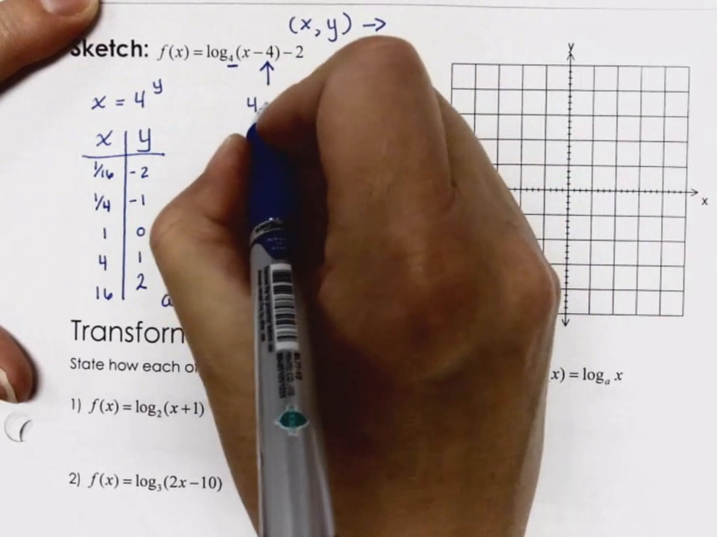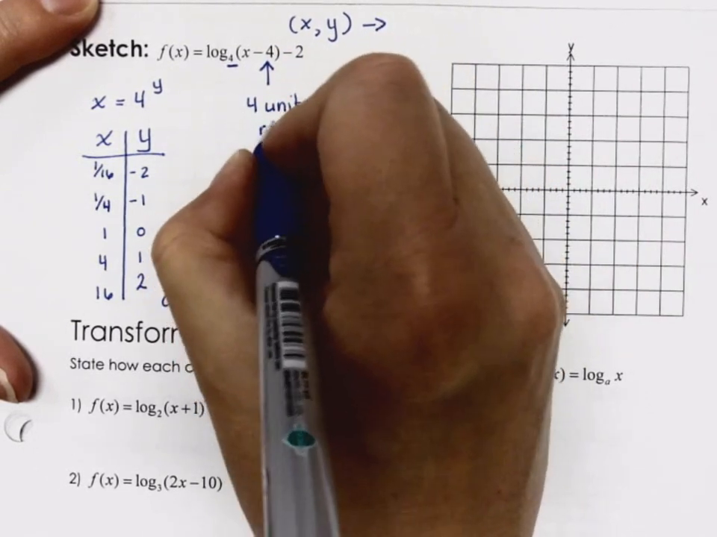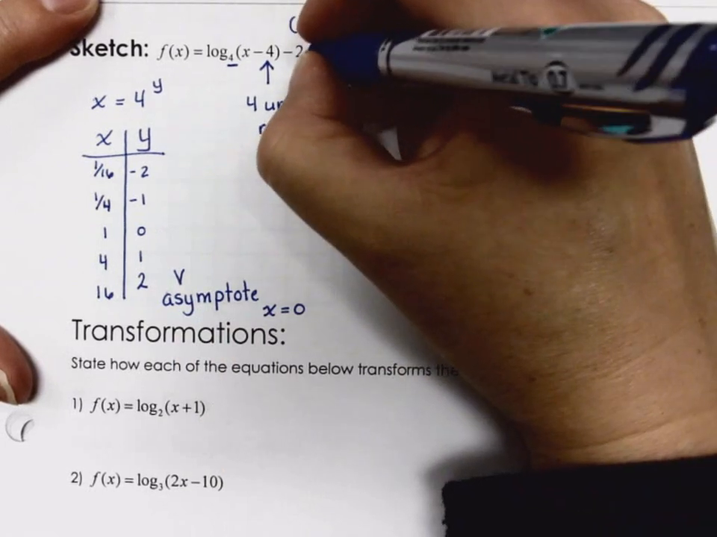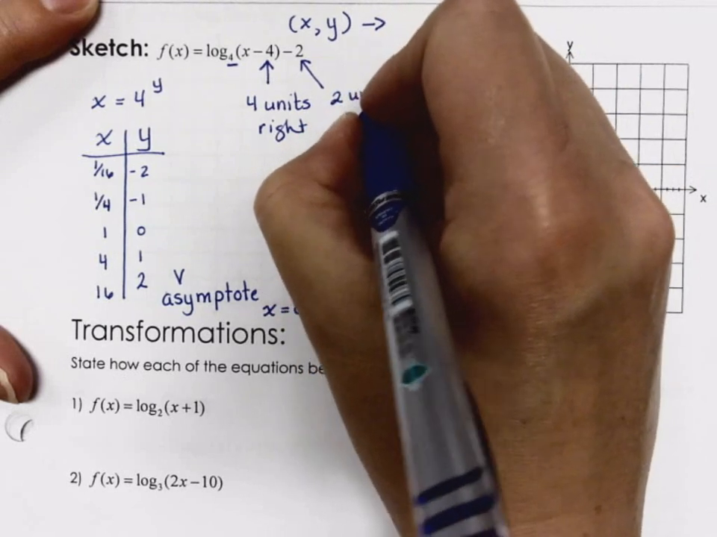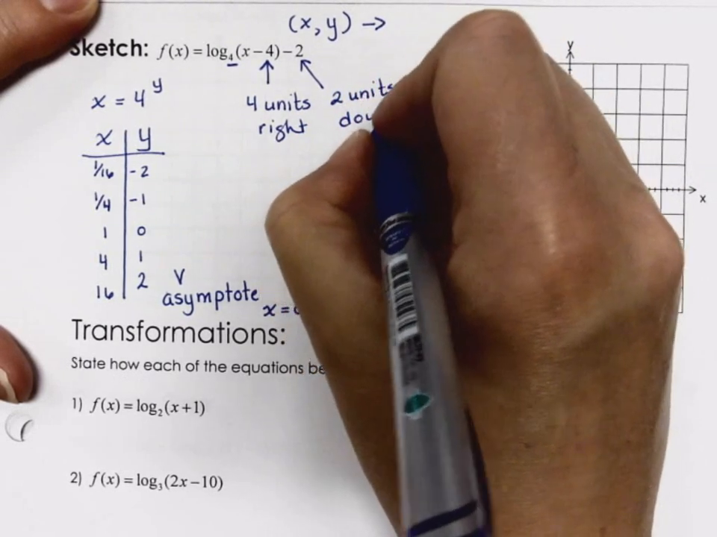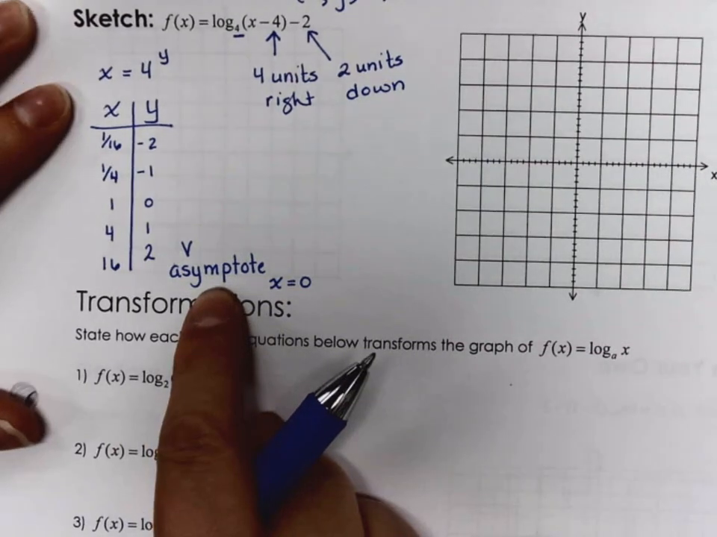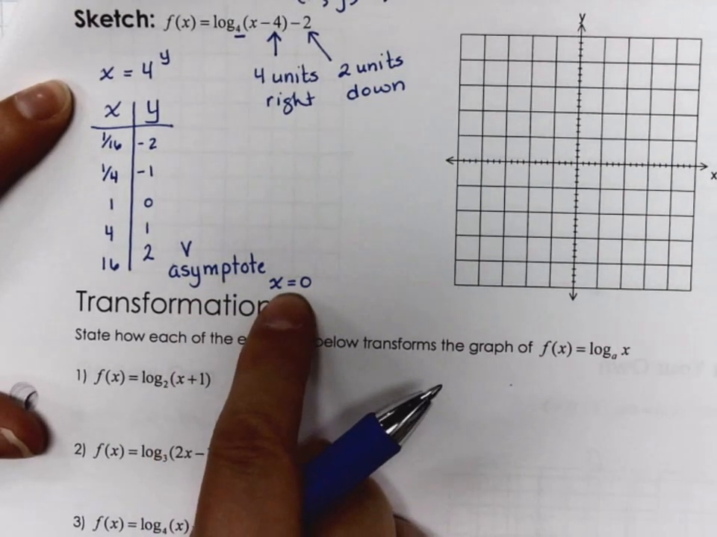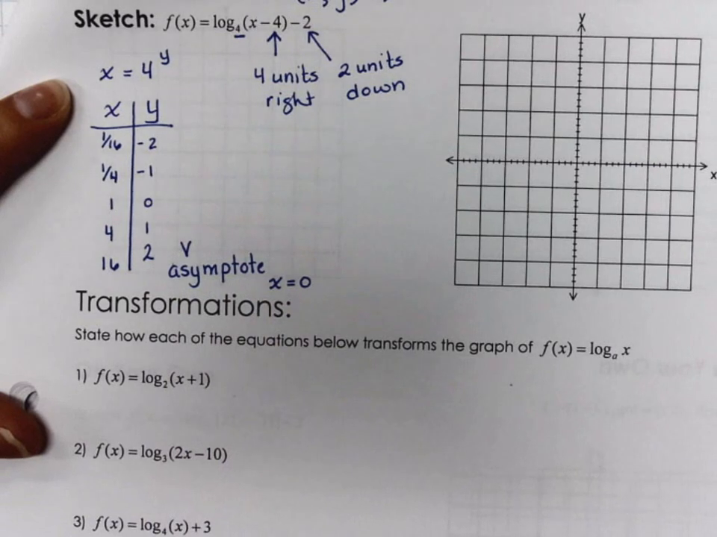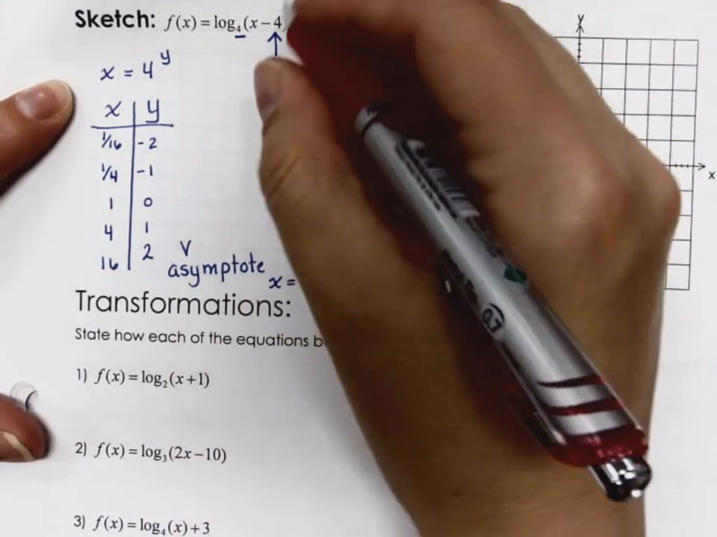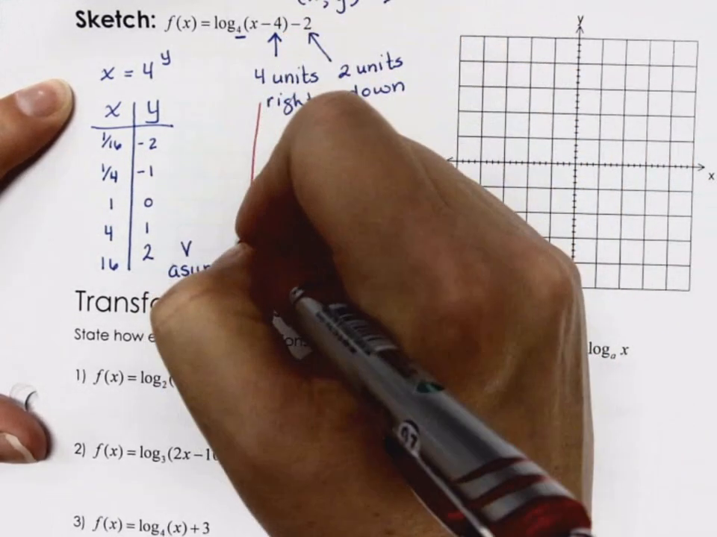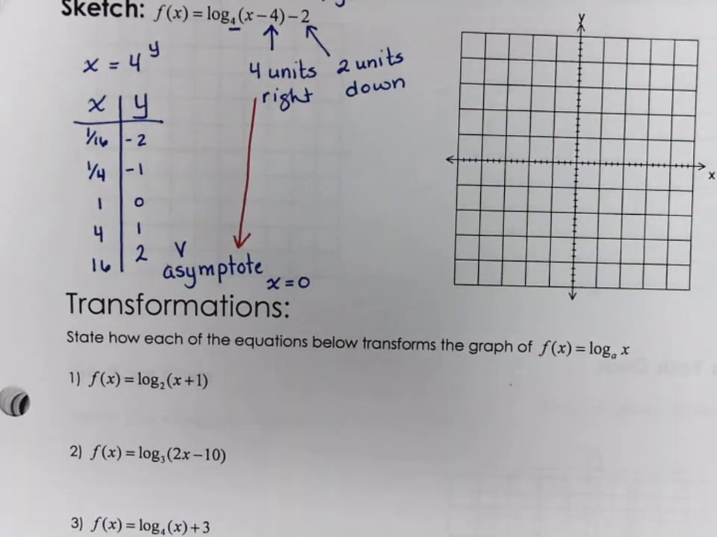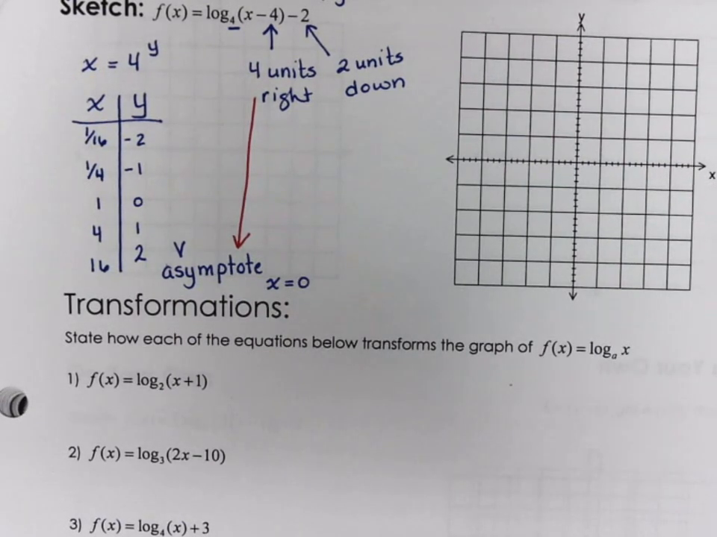So this is going to be 4 units, right? And what's this one telling us to do? Okay, so if I have a vertical asymptote, it is going to be affected by the horizontal shift. It's going to have a direct effect on that. So if I'm moving my whole graph 4 units to the right, where's my new asymptote going to be?